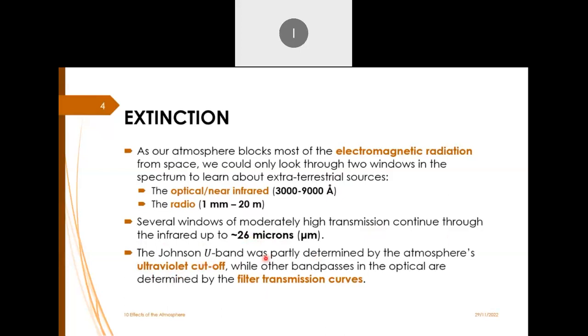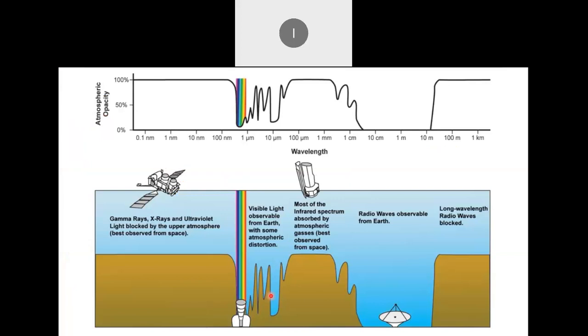Okay, the Johnson U band was partly determined by the atmosphere's ultraviolet cutoff, while other band passes in the optical are determined by the filter transmission curve. Let's see what the filter transmission curve is after this.